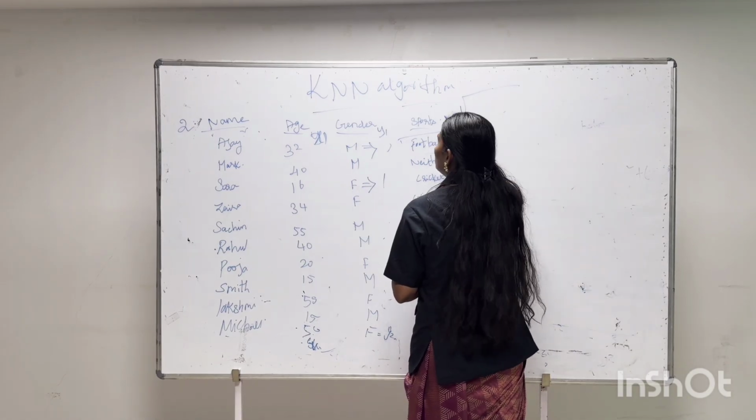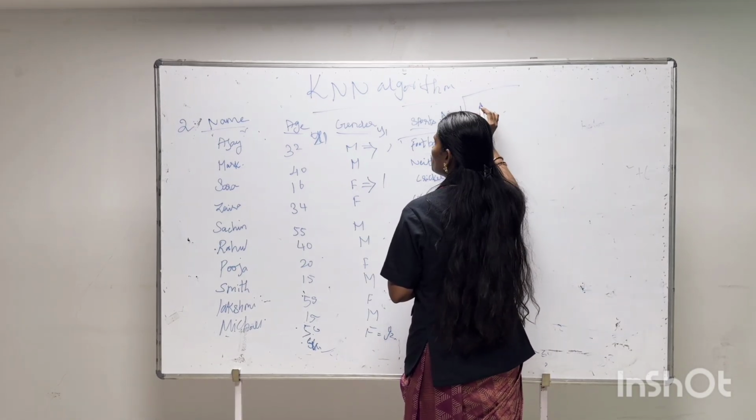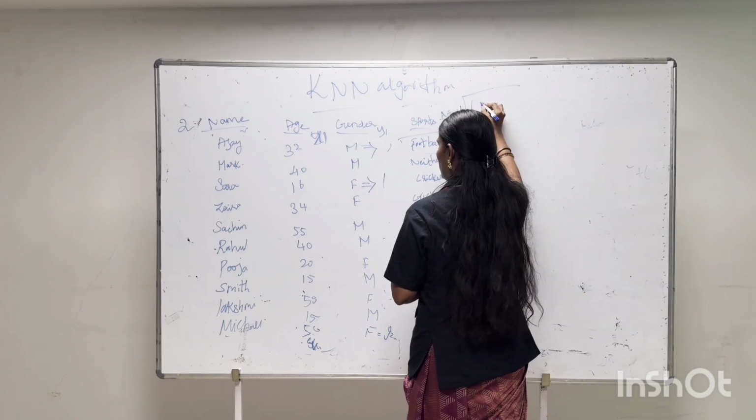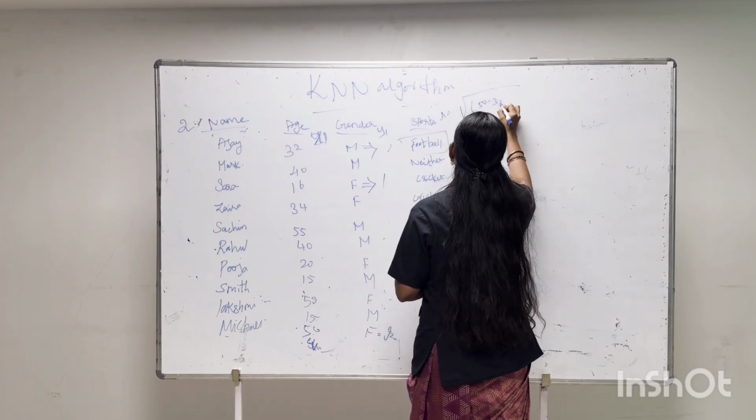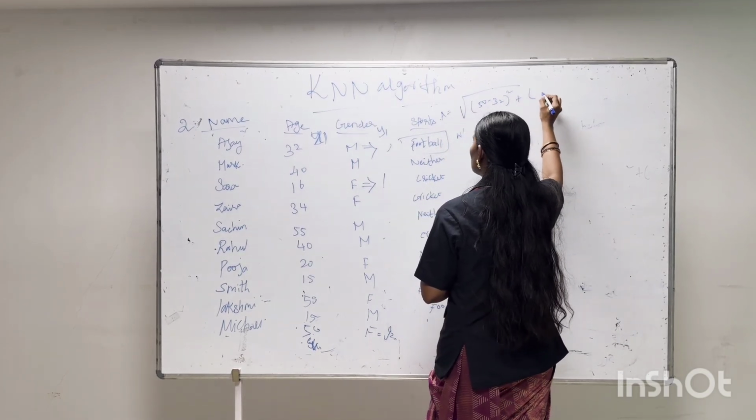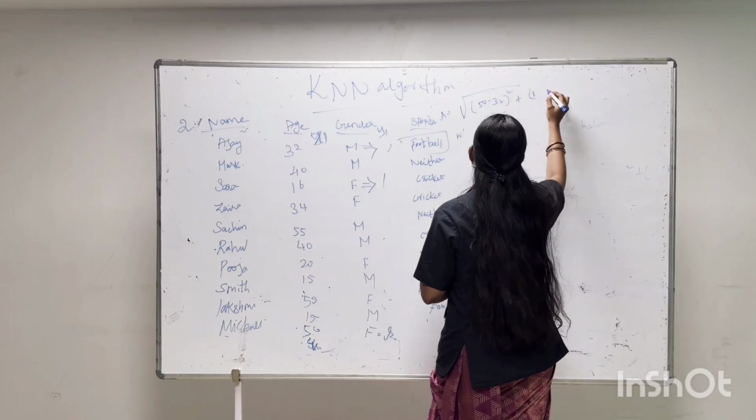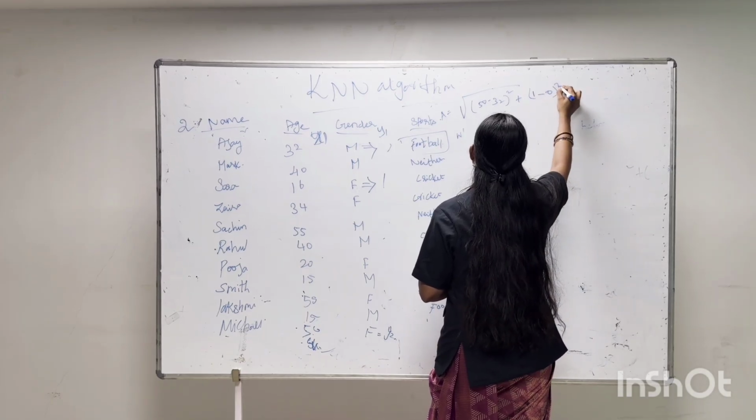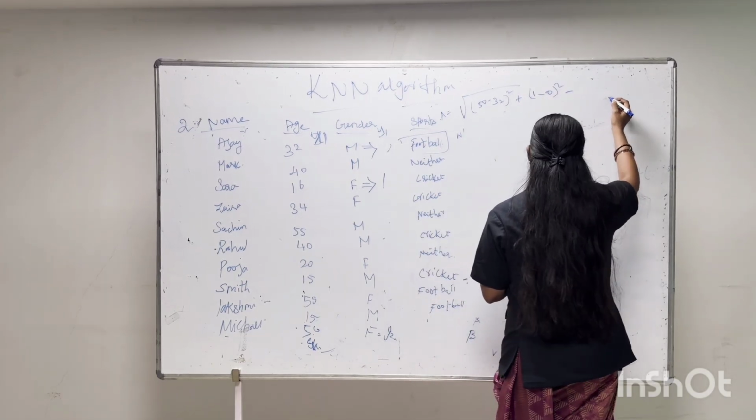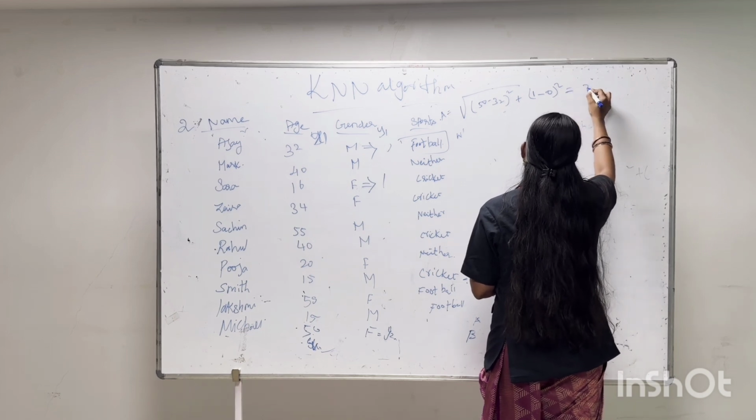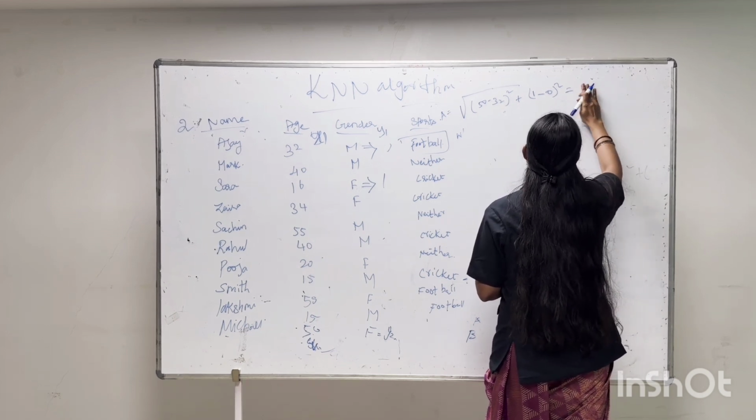Okay, for Ajay, I have chosen class A. The formula is 50 minus 32 whole square plus female, we have taken the value as 1 minus 0 whole square. The answer is 27.02.